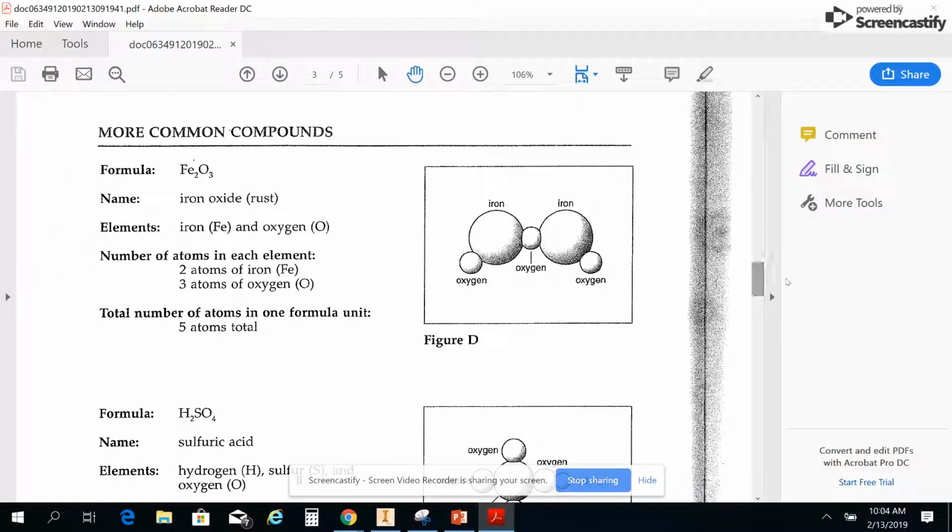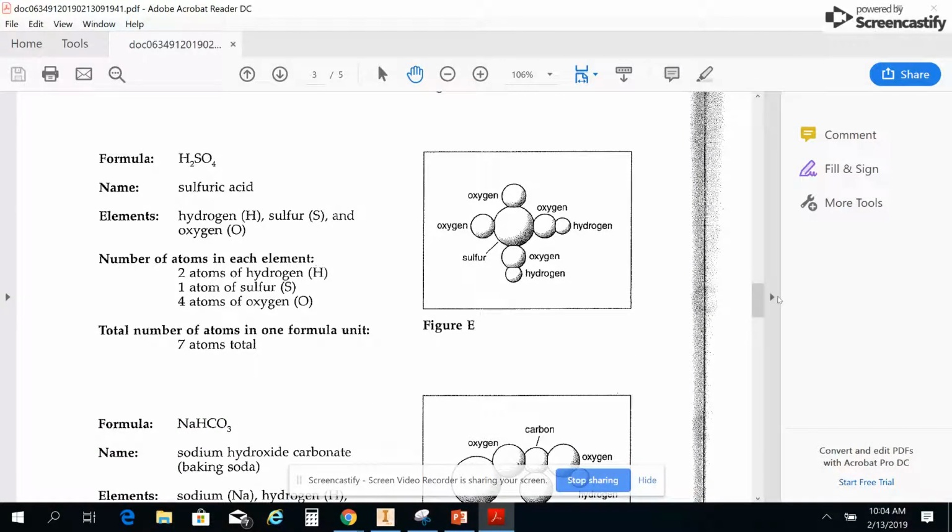More common compounds. Formula, Fe2O3, name, iron oxide, rust. Elements, iron, Fe, oxygen, O. Number of atoms in each element, 2 atoms of iron, 3 atoms of oxygen. Total number of atoms in one formula unit, 5 atoms total.